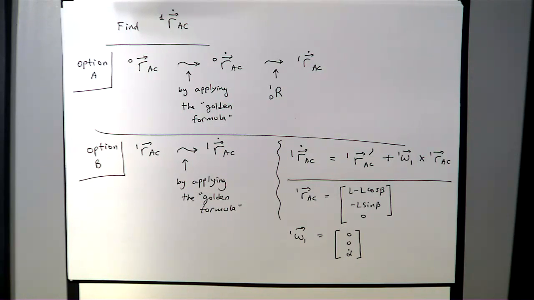This is if you are sitting and rotating together with frame one, sitting on frame one. You will look at the vector from A to C, and what you will see is its change over time is this. This is how you will perceive its change over time. This is the actual vector itself. This is its change over time, the perceived one within frame one. This is not the true change.